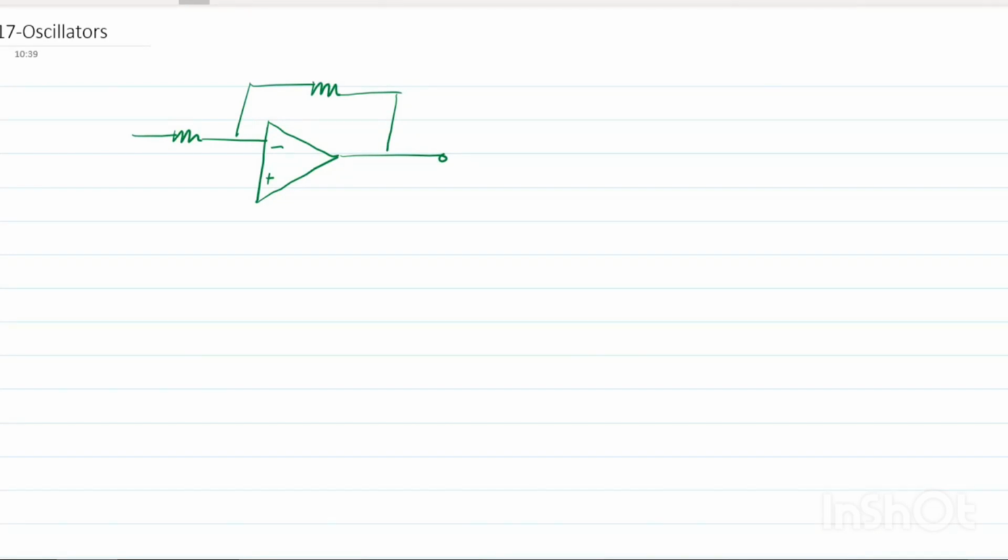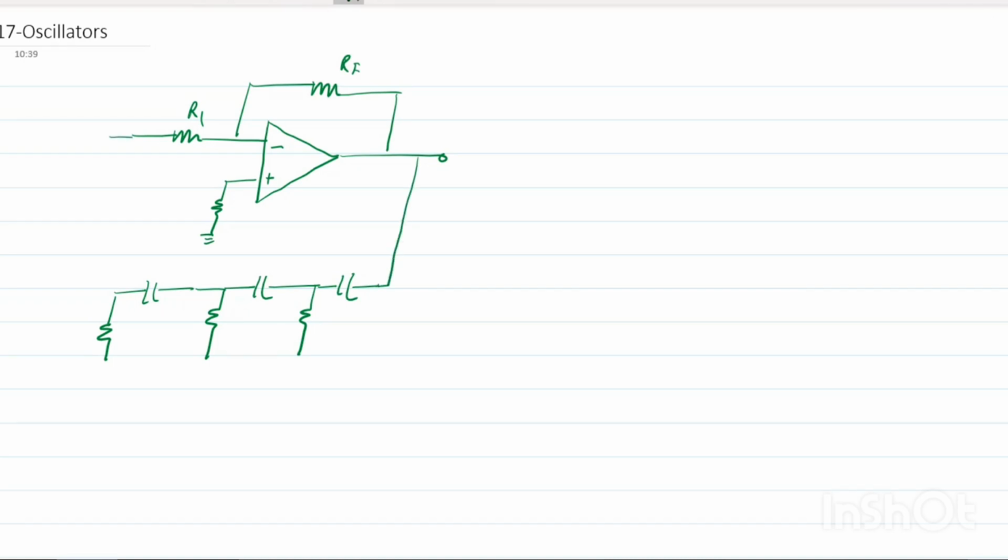It will be easier for you to understand that. So this is your RF and R1. This is your gain, minus RF by R1, we know. And this is R. And then you have a feedback network with RC components. I'm drawing again for you, and you also draw with me so that when an RC phase shift problem or the derivation is asked, the diagram is clear to you. So this is your feedback network.